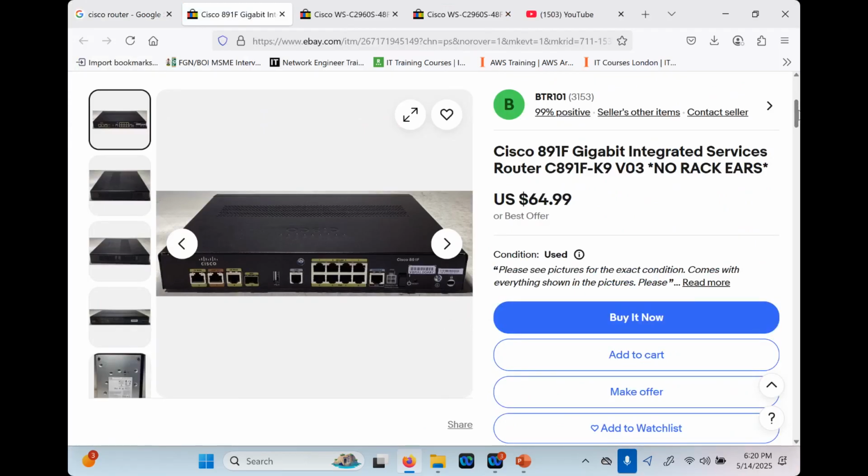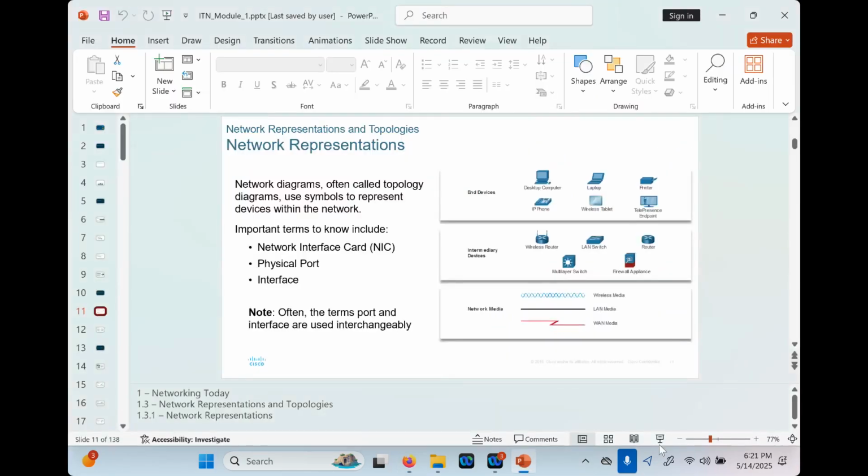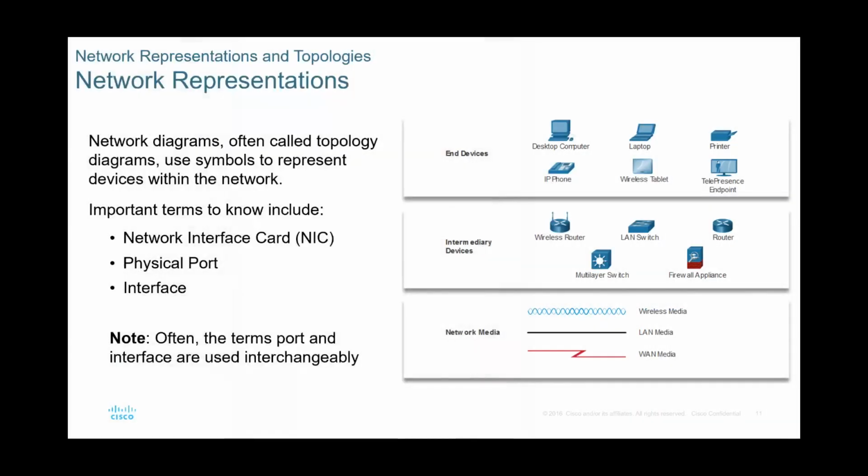We speak in another language when we are designing, when we are trying to show you the devices on our network. We use icons to represent those devices. And this is a standard practice. This is a known thing all over the world. So you need to be aware of this.